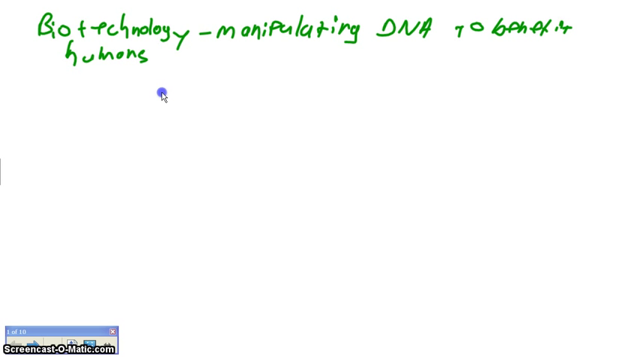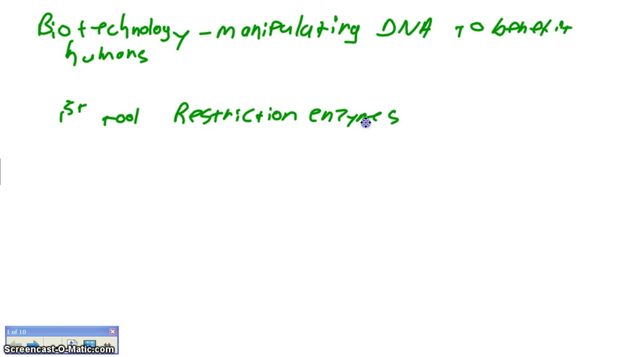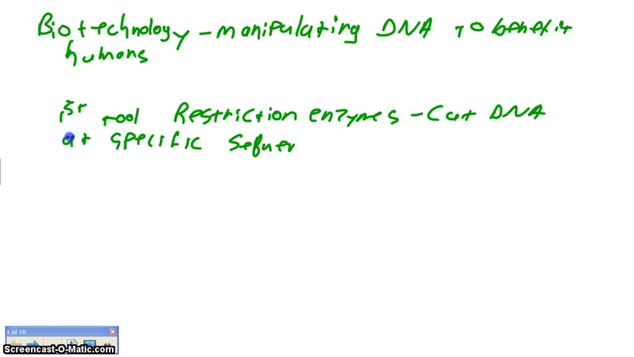Okay, sweet. So we're going to talk about one tool and one process of biotechnology today. So our first tool is called restriction enzymes. And this will be a question on the quiz. What do restriction enzymes do? They cut DNA at specific sequences.